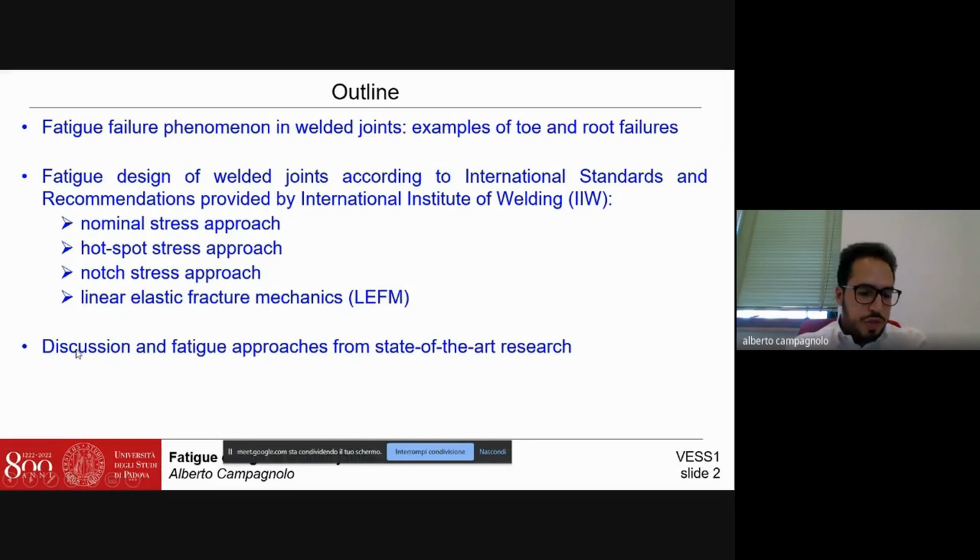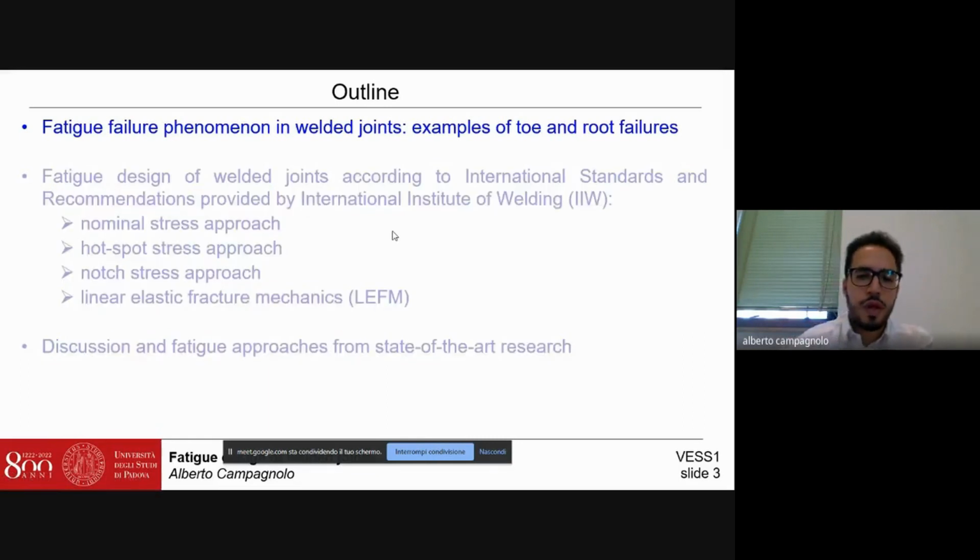Finally, I will present a brief discussion of the approaches and maybe, if I will have time, also an example of a fatigue approach developed in Padua, so that it is based on the state-of-the-art research and is not yet included in international standards or recommendation. So let's start with the first argument, which is the fatigue failure phenomenon in welded joints.